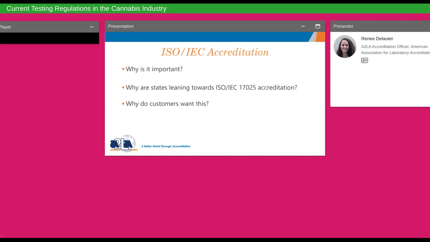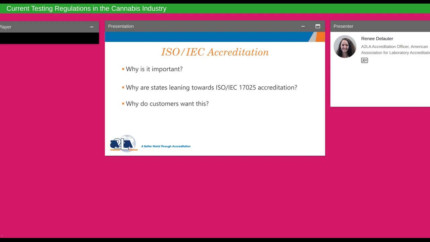I want to expand on states requiring ISO IEC 17025 accreditation. Many people want to know, why is this important? Like I mentioned, there are no federal regulations for cannabis currently in the U.S., so with each state making their own regulation, ISO IEC 17025 accreditation brings some standardization to the cannabis testing industry.